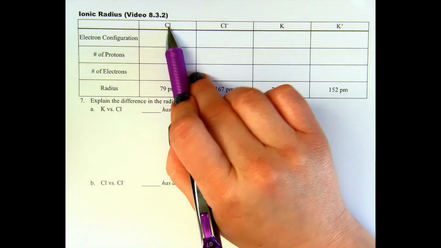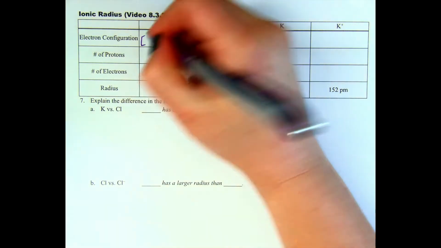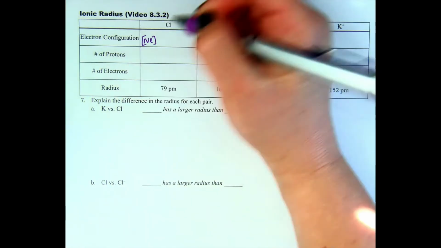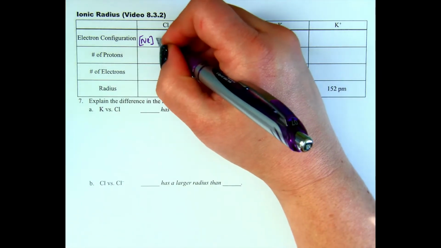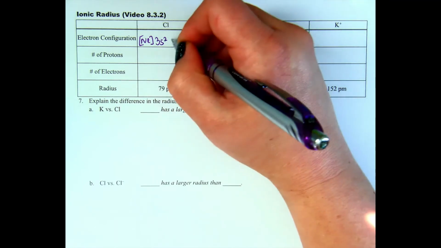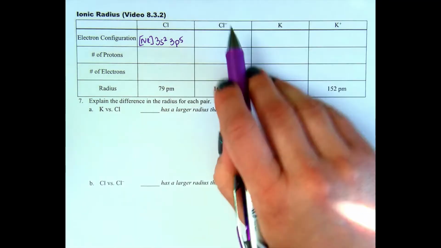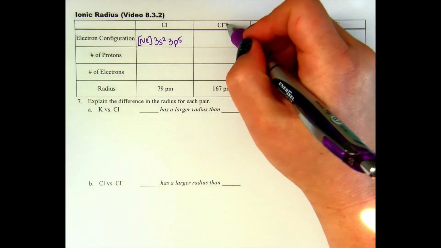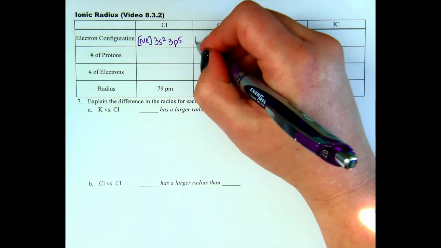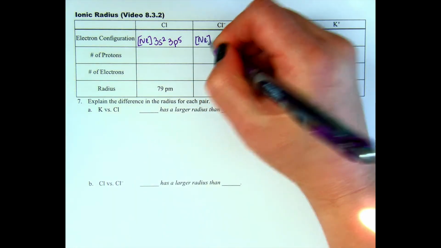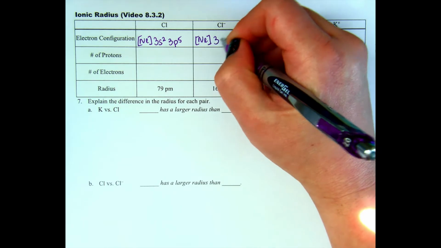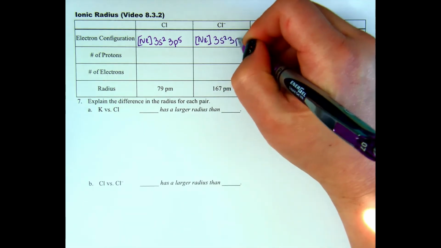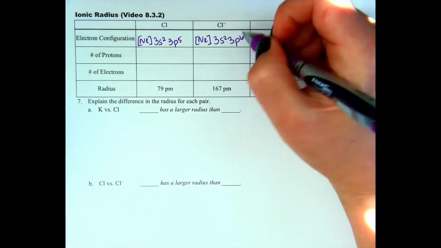Okay, welcome back. So chlorine here, our electron configuration is neon, and then this is 3s2, 3p5. Now chloride, which is the negative electron, adding an electron there, so that is an anion. That means you're going to have one more electron. So it's going to be the same thing, but the addition of one electron. So 3s2, 3p6. So from 5 to 6.